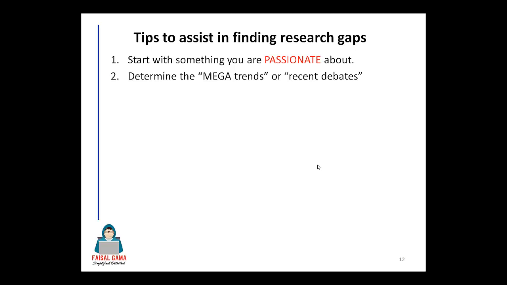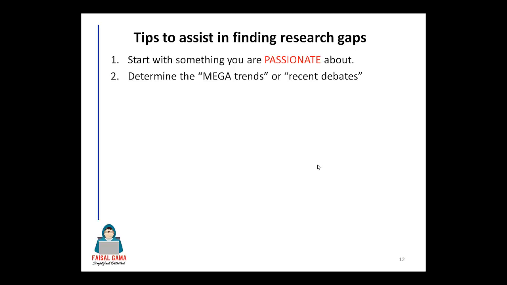One way is for us to look at ResearchGate. We can go to ResearchGate and ask the opinion of expert researchers: what is the mega trend in this particular field? ResearchGate provides a feature where we can ask questions, so other researchers working in that field might suggest topics that are in trend in that particular field.